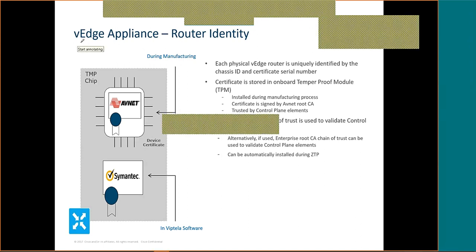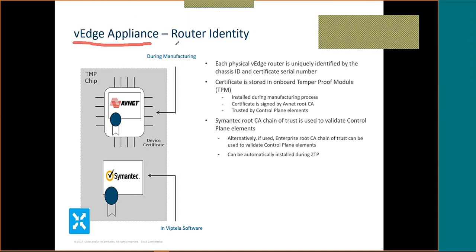So when we say vEdge appliances, the router identity, these vEdge appliances will have device certificates signed by AvNet and from Viptela software, and they are installed with the Symantec root certificate. So the device certificate is signed by AvNet, and the root certificate is trusted with Symantec. So we have a difference. Suppose I have taken the controller certificate from Symantec. Now for controllers to trust the vEdge appliances, this AvNet root certificate we need to update, and vice versa.